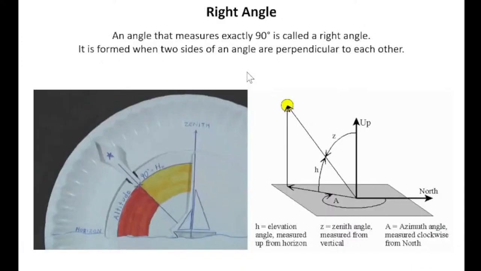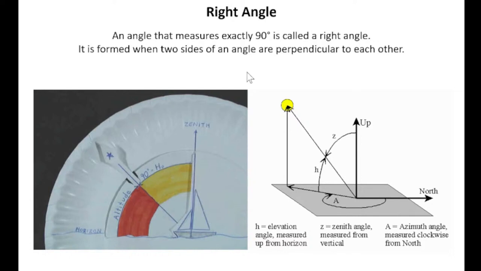This is interesting. This came from one of their sites. A guy took a paper plate and decided to show it in a simpler fashion, I guess wanting to communicate to younger minds, but it's the same thing. Right angle: an angle that measures exactly 90 degrees is called a right angle. It is formed when two sides of an angle are perpendicular to each other. They don't like that word either, perpendicular.